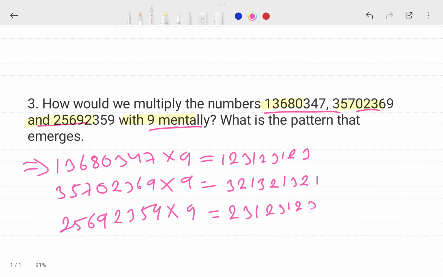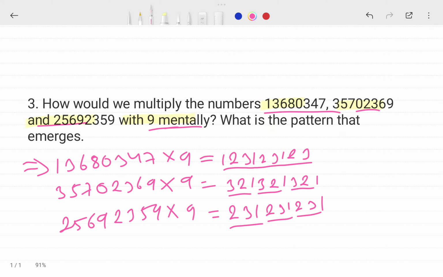This is the 9-digit pattern. You see 1 2 3 1 2 3 1 2 3. Here 3 2 1 3 2 1 3 2 1. Here 2 3 1 2 3 1 2 3 1. This is one pattern. Okay, now so this is how we get the represented patterns like this here.